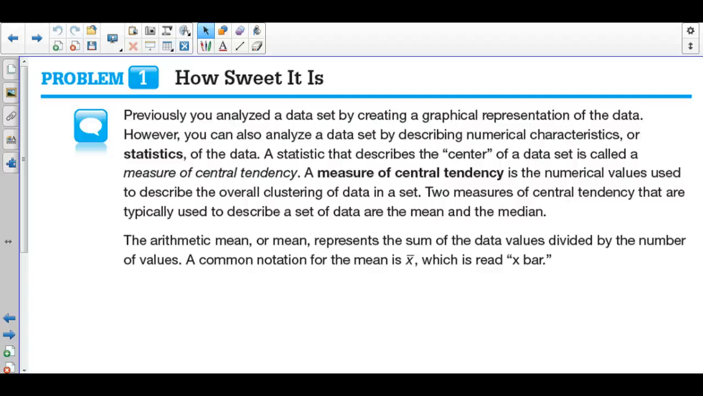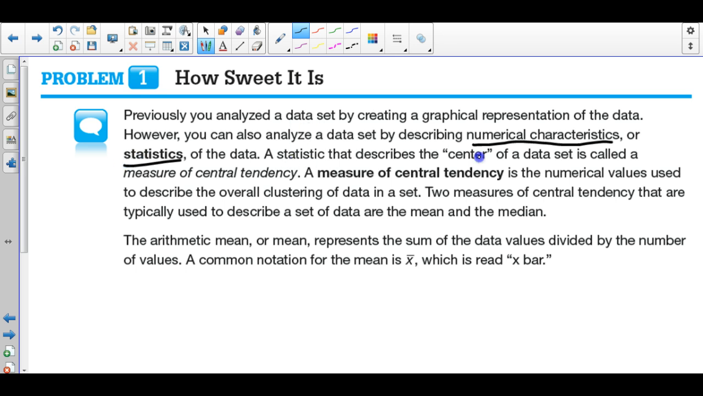All right, we are going to go through section 8.2. So what we're going to do is analyze data a little bit differently, not using necessarily a graph this time, but instead we're going to be doing some calculations. So an introduction would be talking about these numerical characteristics of graphs now, which is what we call statistics.